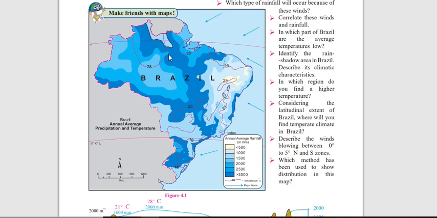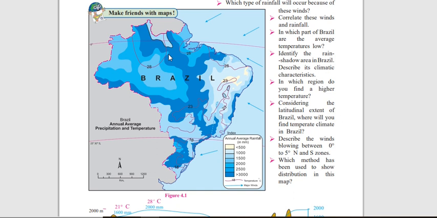Convergence means an accumulation of air in a region that has greater inflow than outflow of air, often giving rise to vertical air currents. Due to the weak convergence of the trade winds, cyclones are not formed. That is why tropical cyclones rarely visit the coast of Brazil.